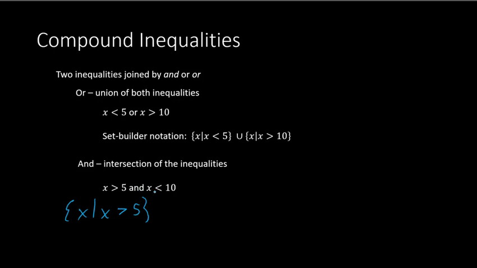And then our symbol for and is an upside down or symbol. So instead of a capital U, it's going to be an upside down capital U. So that is your symbol for and. And then x is less than 10, we can write as x such that x is less than 10. And then put braces around that statement as well. And this particular statement, we can actually simplify a little bit.